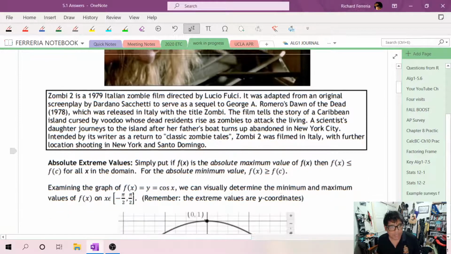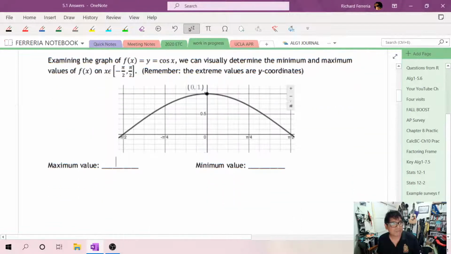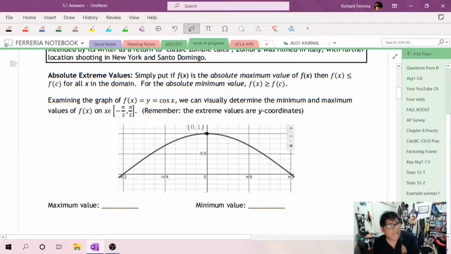As we come down here, this is actual math stuff. We've got absolute extreme values. The absolute maximum value of f(x) is where f(x) is less than or equal to that number for all x in the domain. Basically, it is the highest point, or at least tied for the highest point. The minimum is the same thing, the opposite, where it is the lowest point, or the y-coordinate is smaller than all the other y-coordinates around.